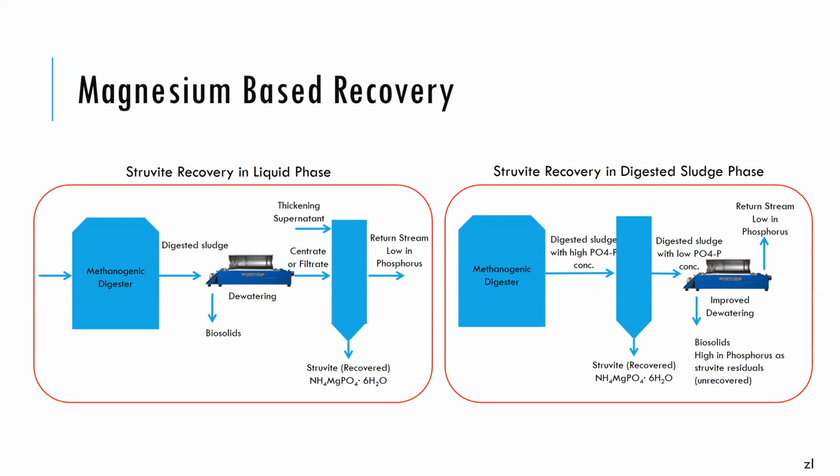The principle of the chemical reaction is identical as in the liquid phase recovery, but the concentration of ammonia, the concentration of phosphate, and the concentration of magnesium will be different and will be optimized in a different controlling principle. But generally speaking, recovered struvite is a proven technology that can be achieved through liquid phase recovery or sludge phase recovery. Next slide, please.